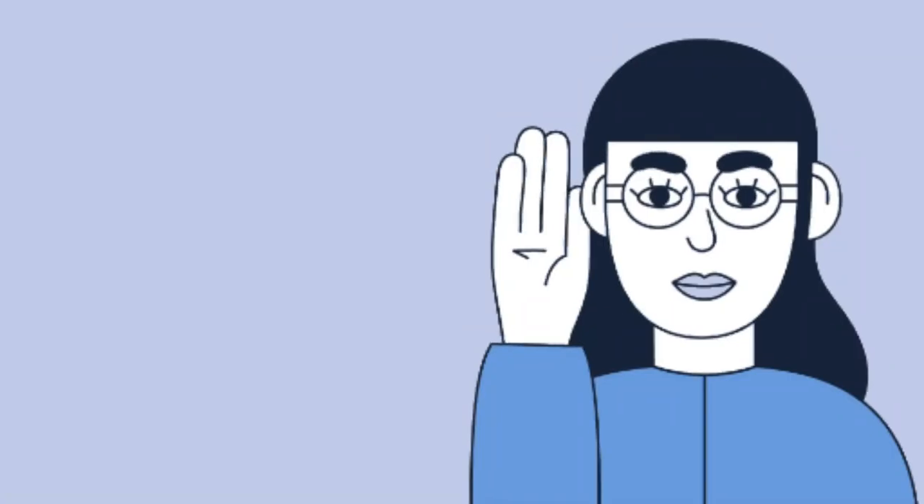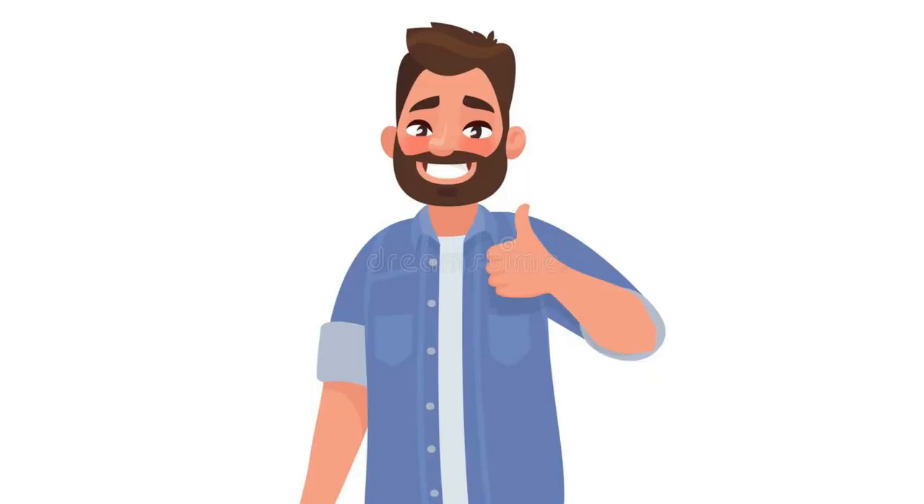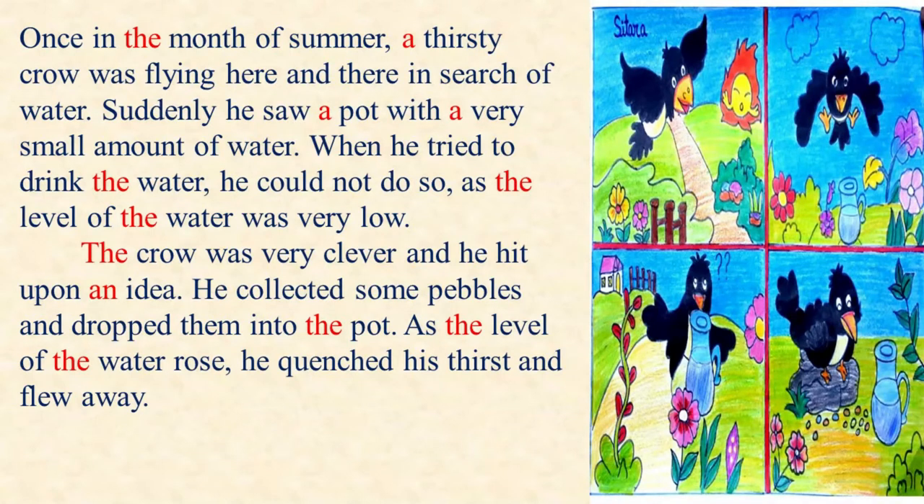As we all know, reading and listening to a story is always fun. There is a story given on your screen. Let us read it aloud by repeating after me. Once in the month of summer, a thirsty crow was flying here and there in search of water.